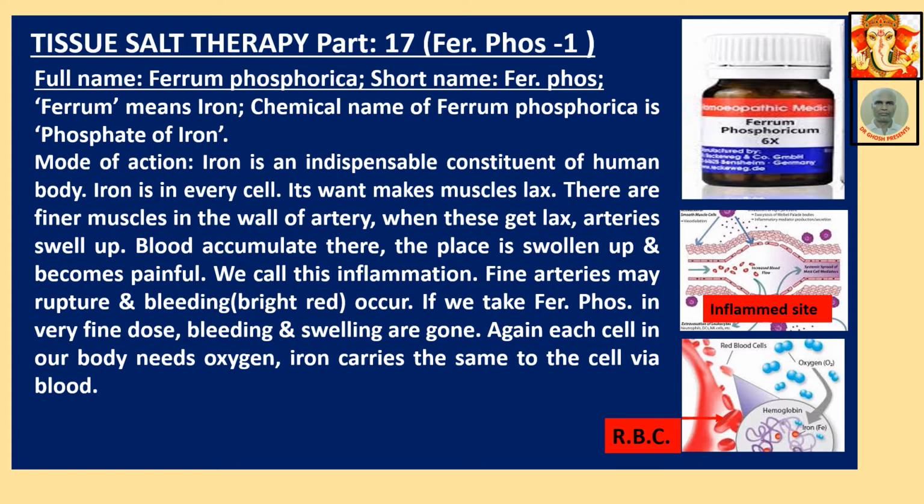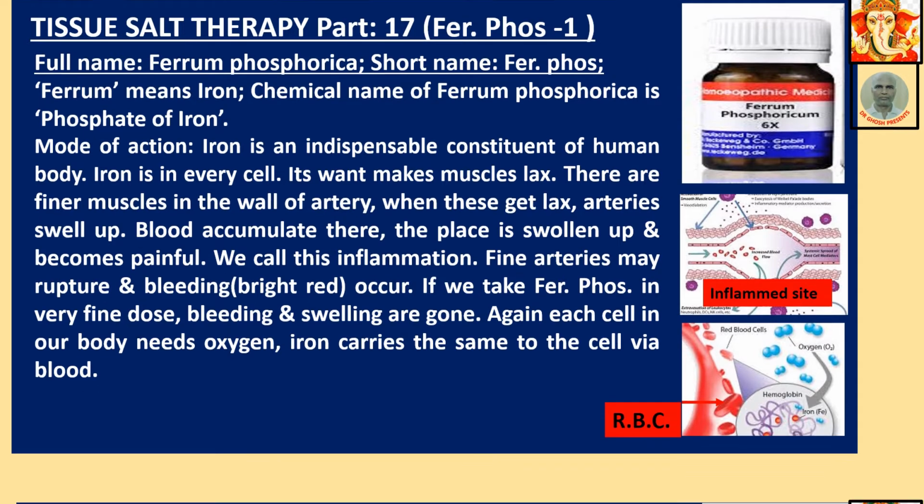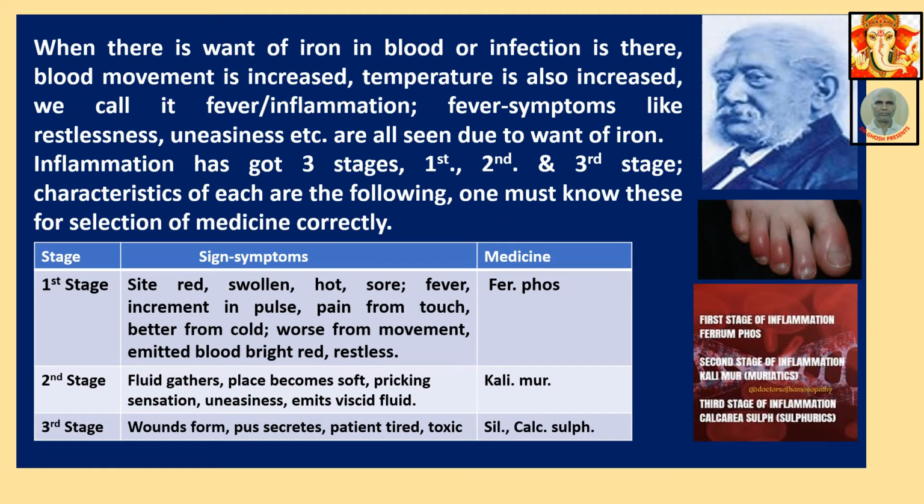Again, each cell in our body needs oxygen. Iron carries the same to the cell via blood. When there is want of iron in blood or infection is there, blood movement is increased, temperature is also increased. We call it fever, inflammation. Fever symptoms like restlessness, uneasiness, etc. are all seen due to want of iron. Inflammation has three stages, first, second and third. The characteristics of each are the following. One must know this for selection of the medicine correctly.